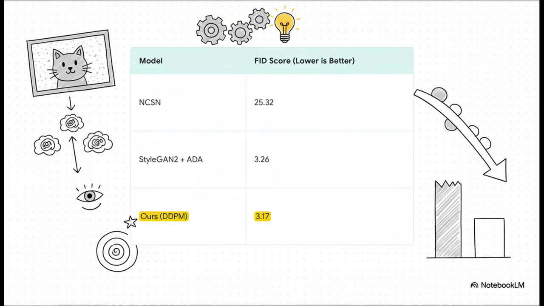Now, what we're looking at here is the FID score. Just think of it like a golf score for AI-generated images. The lower the number, the better the image. Look at this. The previous best, a model called NCSN, was sitting at 25.32. The undisputed champion at the time, StyleGAN2, was at 3.26. And then this new diffusion model, the DDPM, comes in and scores a 3.17. They had officially beaten the best in the world.